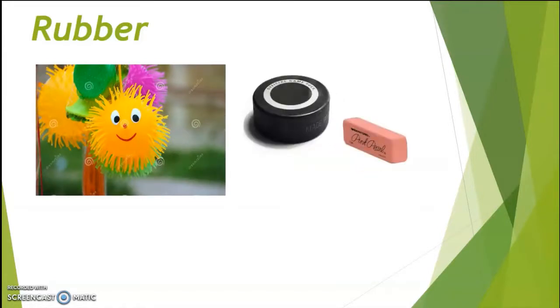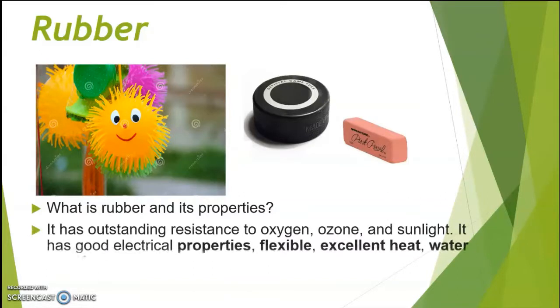Okay, so this is a rubber toy, and then this one is an eraser made of rubber. Yes. Now, what is rubber and its properties? It has outstanding resistance to oxygen, ozone, and sunlight. It has good electrical properties, flexible, excellent heat, waterproof.